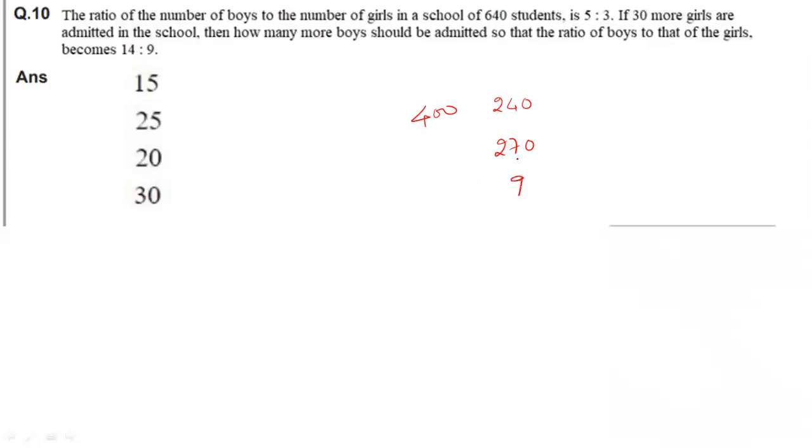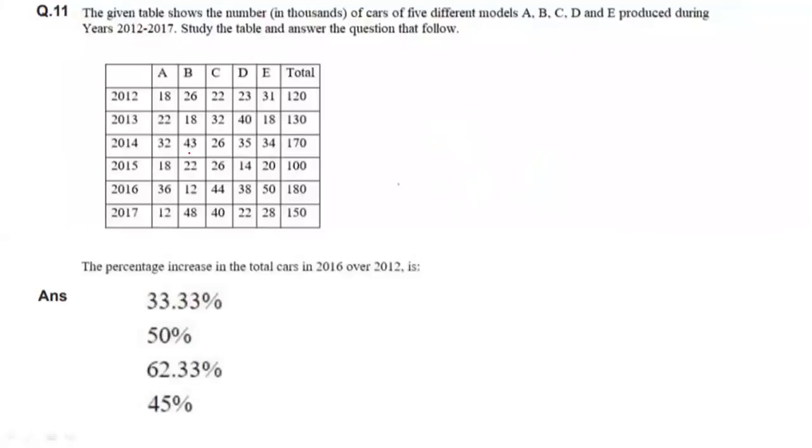So this 270 is now becoming 9 parts. That means each part is 30. So 14 parts should become 14 times 30, which is 420. So 20 extra boys are needed. That's what the question is asking us. Let's see the next question.